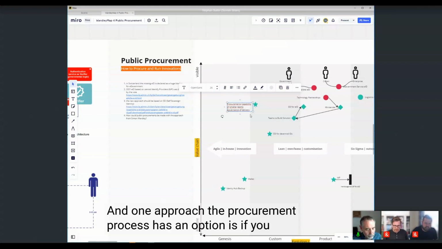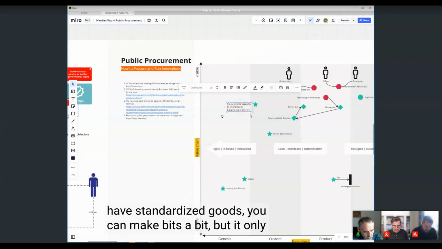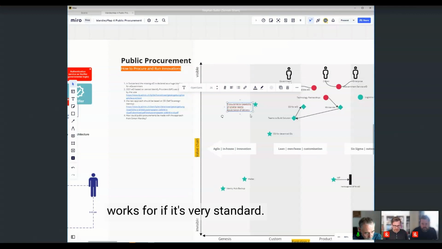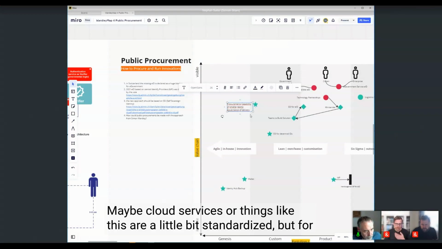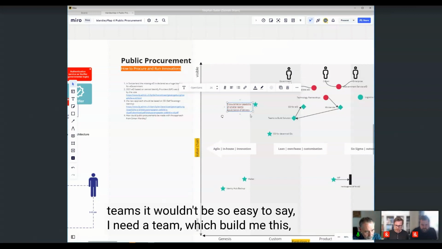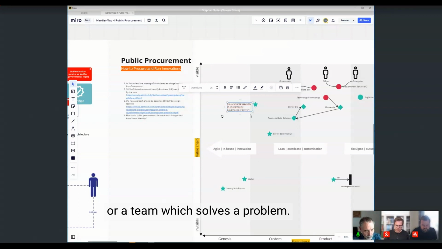And one option in the procurement process is, if you have standardized goods, you can make bids, but it only works if it's very standard. Maybe cloud services or things like this are a little bit standardized, but for teams, it wouldn't be so easy to say, I need a team which built me this, or a team which solved the problem.